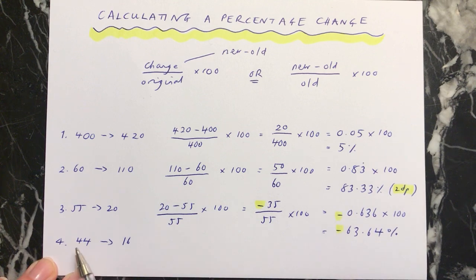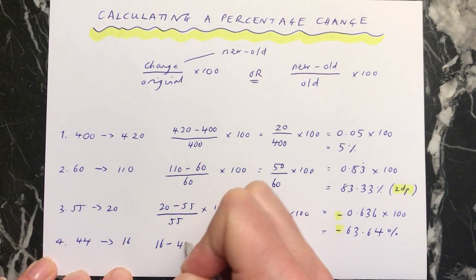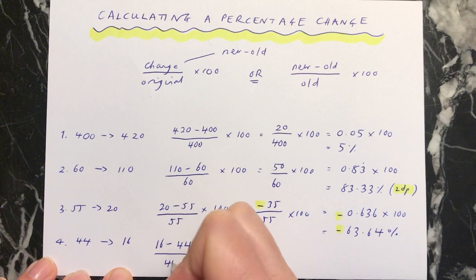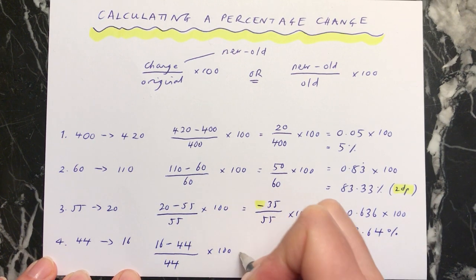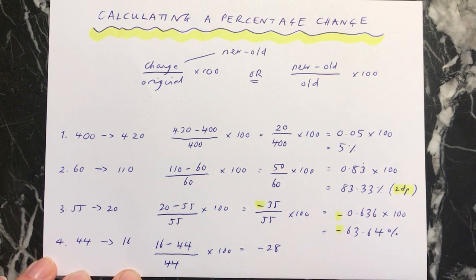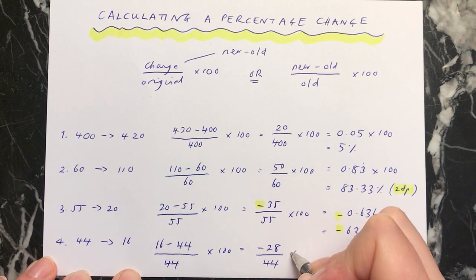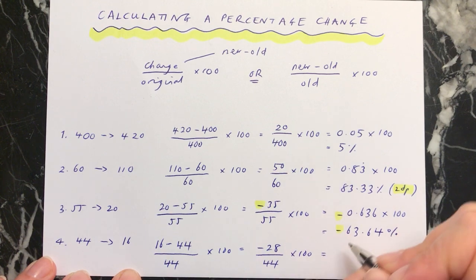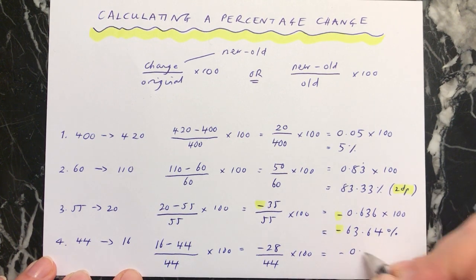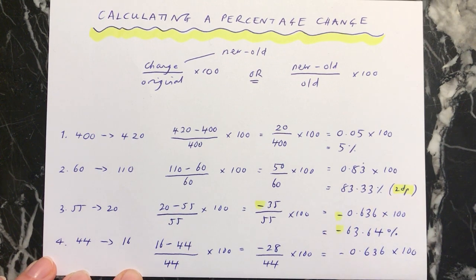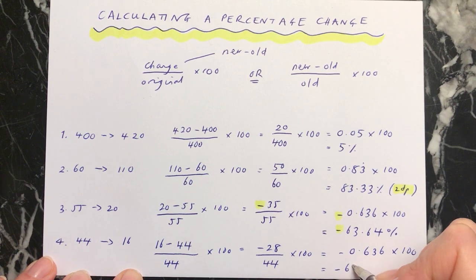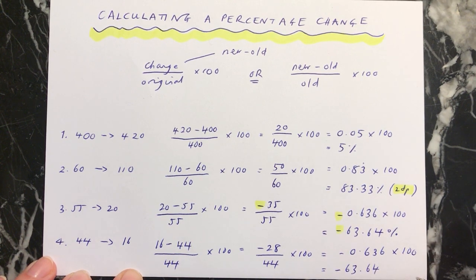Number 4. Last one, again the number's going down, be careful. So this one is going to be 16 take away 44 divided by your original 44 times 100. And that will be negative 28 divided by 44 times 100. And this equals negative 0.636 times 100. And that equals negative 63.64 to 2 decimal places. And don't forget your percentage sign, really important.